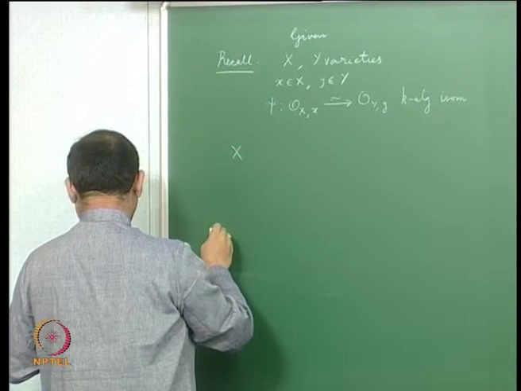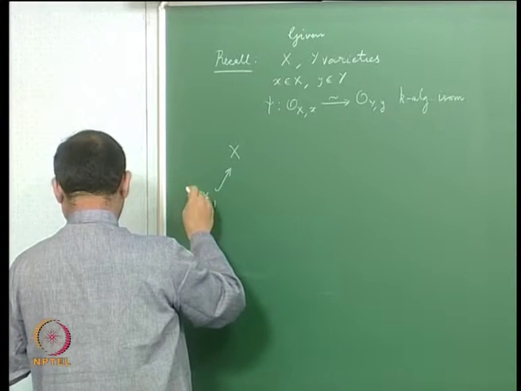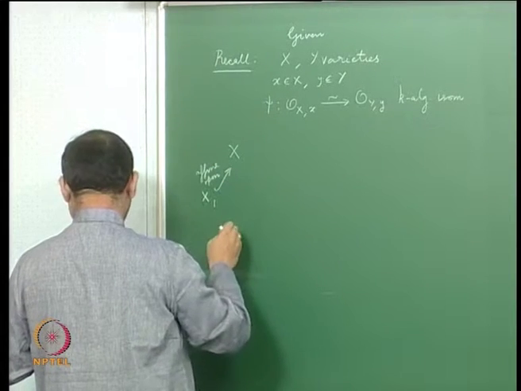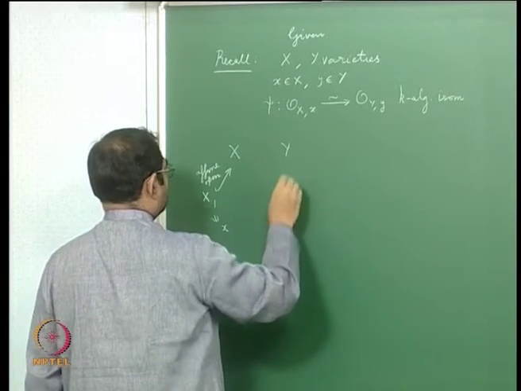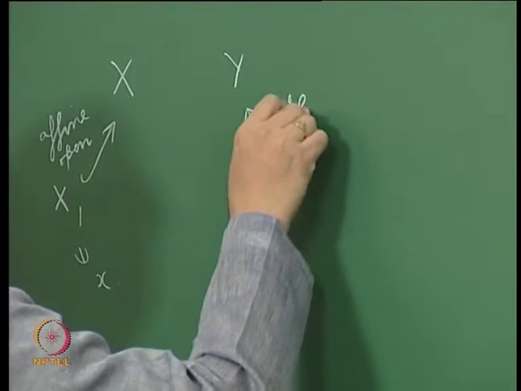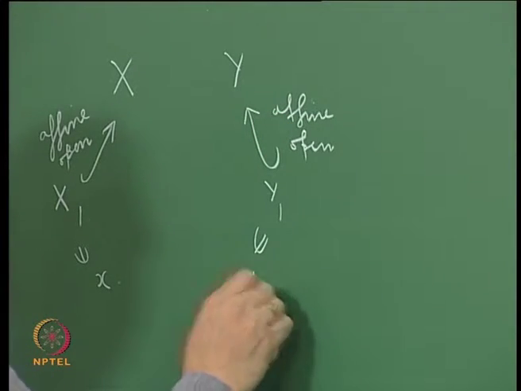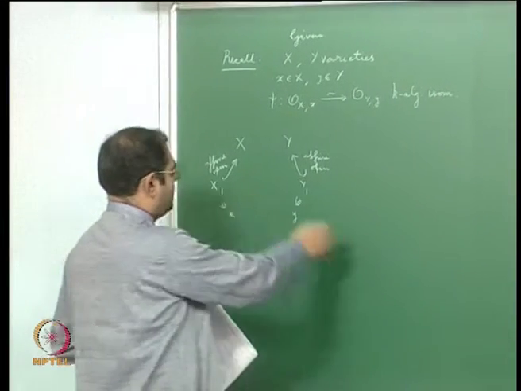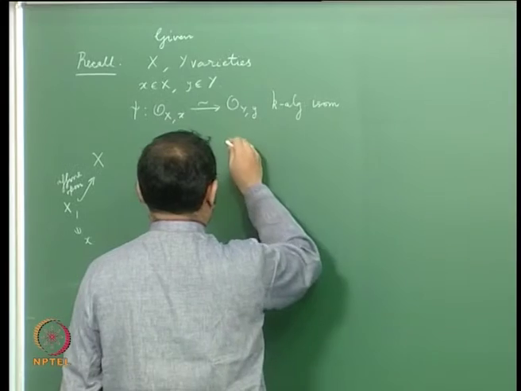We had X here, we had X1 inside X which is an affine open, and we had small x belonging here. Then we had capital Y and this capital Y1 which is an affine open subvariety which contains the point small y. This is the geometric part.